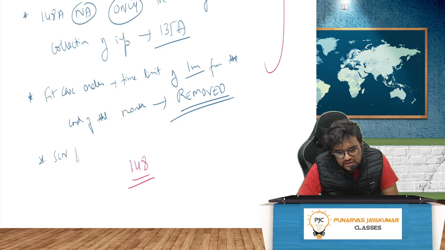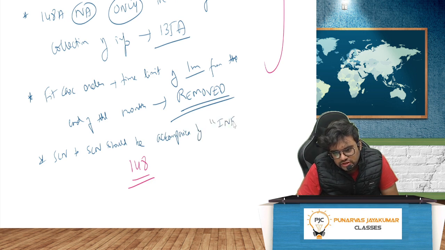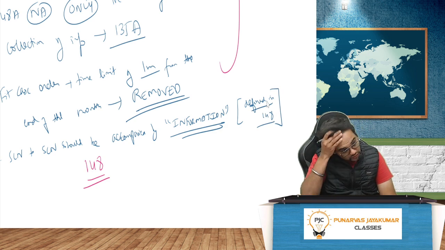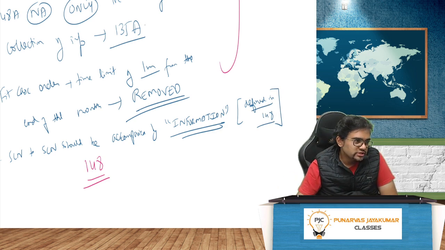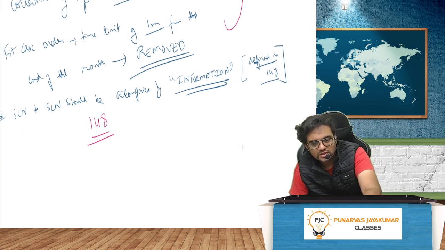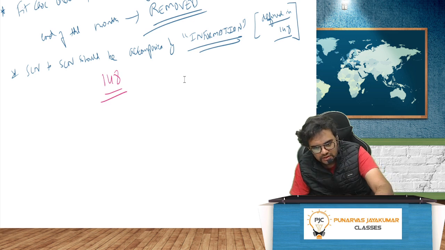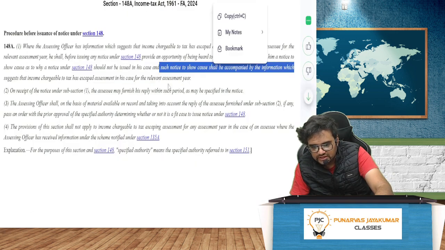SCN to SCN should be accompanied by information. That information used to be earlier what? Explanation 1 and explanation 2. So this information is defined in 148. I am going very slow only because crazy amendments have come. Let's not do anything today except this. Correct? SCN should be accompanied by information. What is information? We have seen. It was there, but then that used to be information, deemed information. Now everything is clubbed into one thing that we'll see.